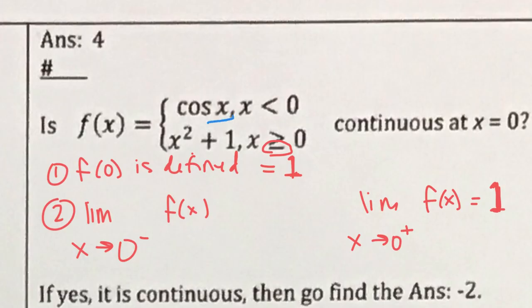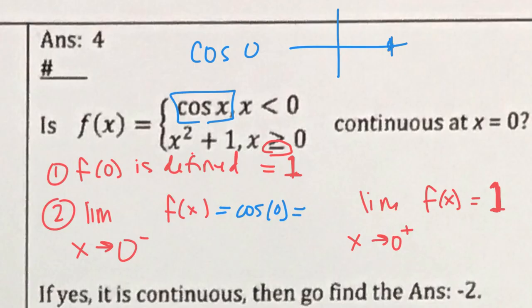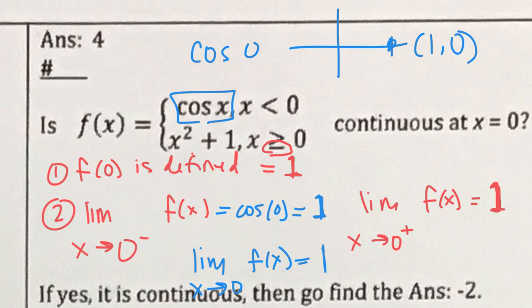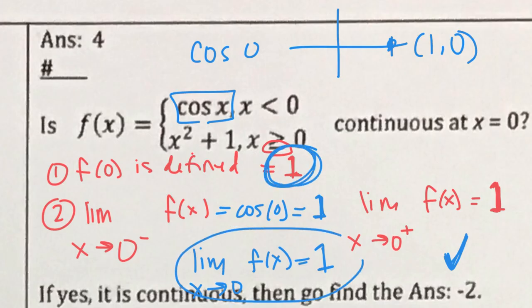What about cosine? So what is the cosine at 0? That's what we're being asked. What is the value of the cosine at 0? And if we remember our unit circle, 0 radians is here at the coordinate 1 comma 0, and cosine is the x value. So the cosine of 0 is 1. Okay, wonderful. That means the limit as x approaches 0 of our function is in fact 1, and our function is continuous.